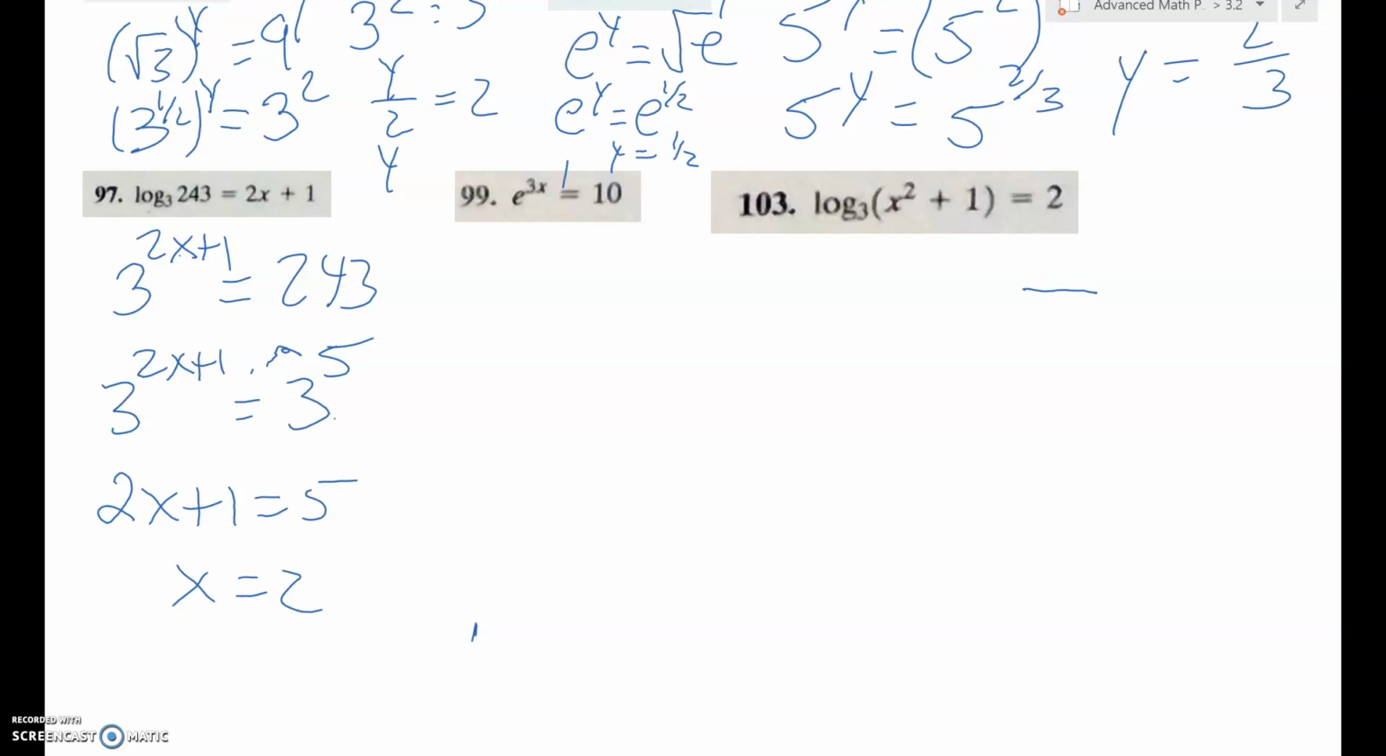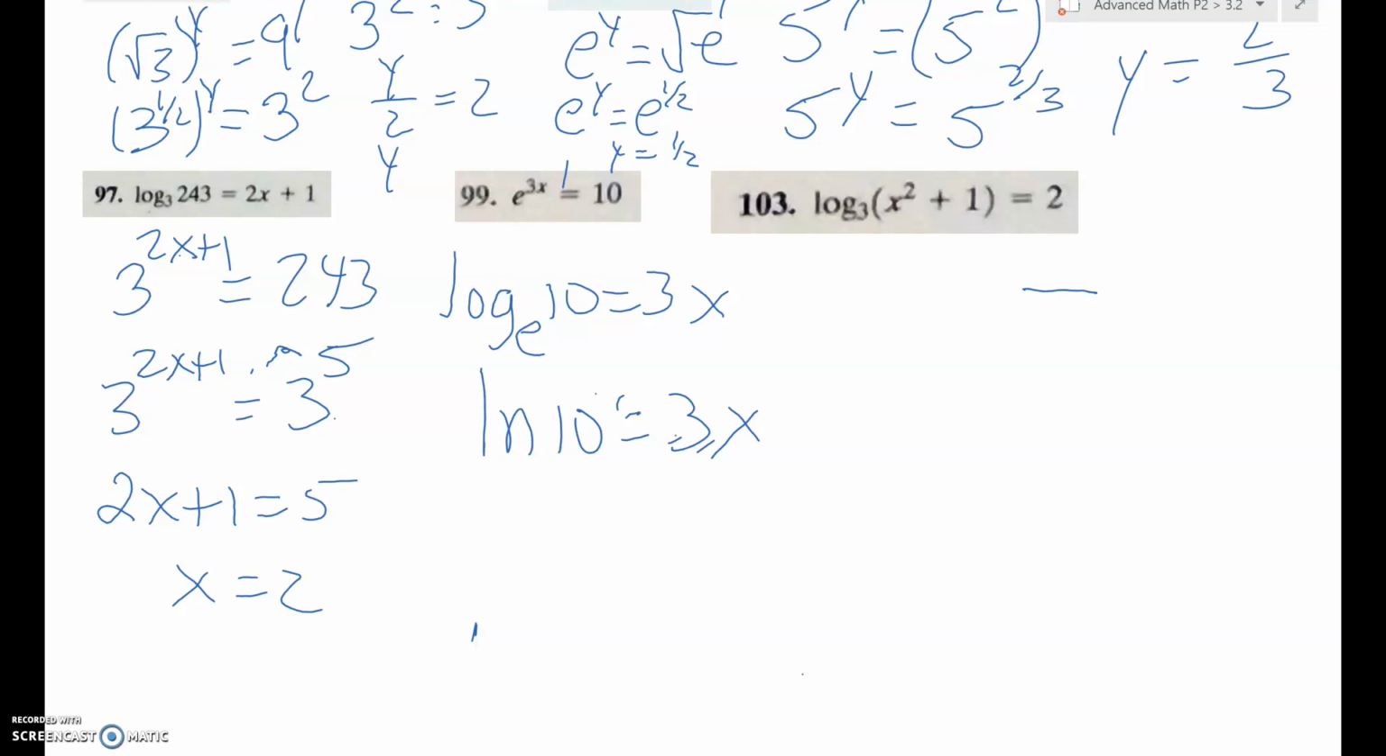Well, let's change it to logarithmic form. So I would say log base e of 10 is 3x. Well, log base e like that, we don't normally write that. So we say ln of 10 is 3x. Okay, and so that's what we have, ln of 10.